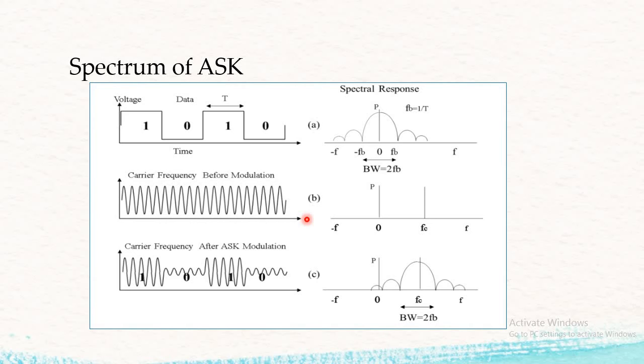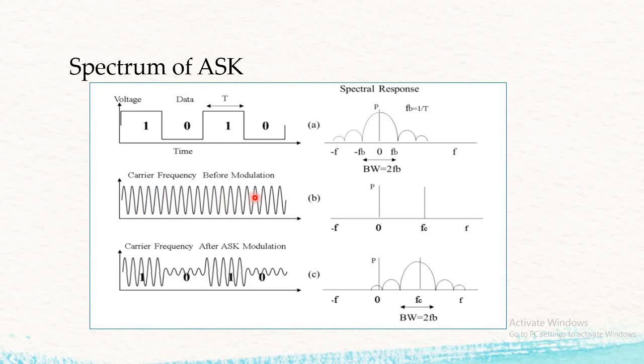Now first, what is frequency spectrum actually? The frequency spectrum is a representation of any signal with respect to frequency. So the frequency spectrum or the spectral response of a square wave is a sinc function, as shown over here, with a bandwidth of twice FB. FB is the frequency of 1 bit, given by 1 by TB, where TB is the time period of 1 bit.